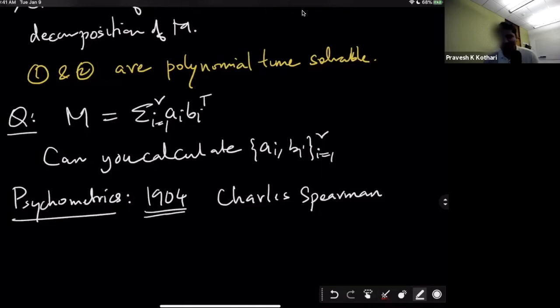Okay. Doesn't matter whether you understand my psychometric psychobabble. The important thing is that these AIs and BIs might encode some hidden truth that you're trying to measure about the universe. Okay.